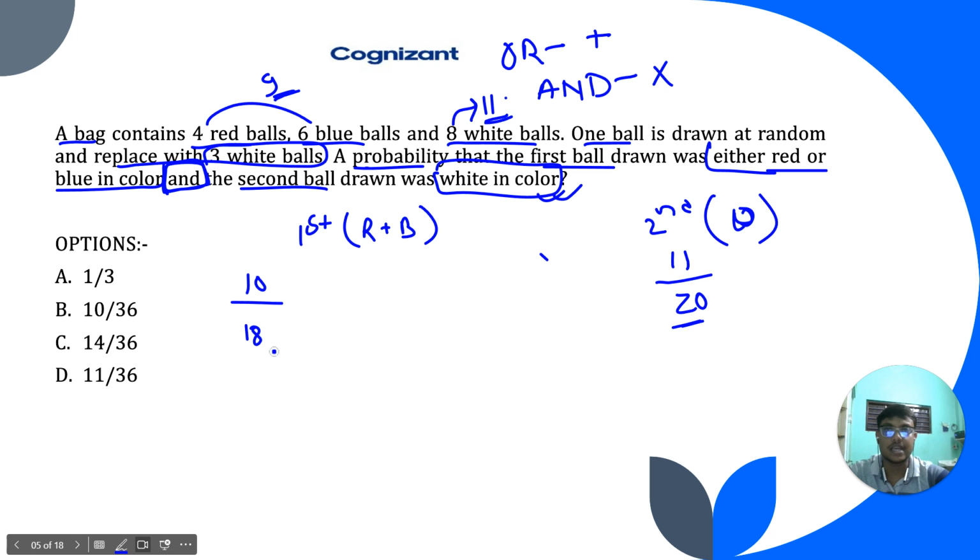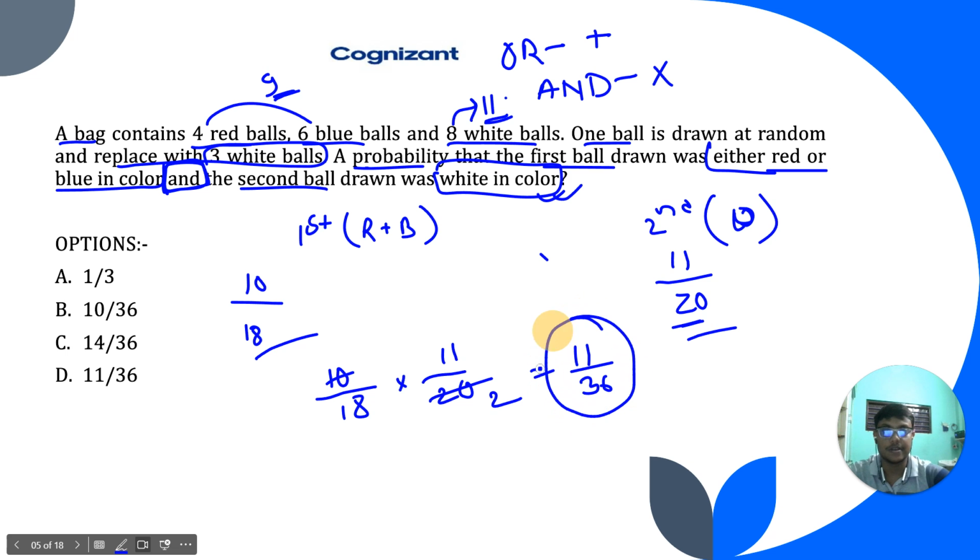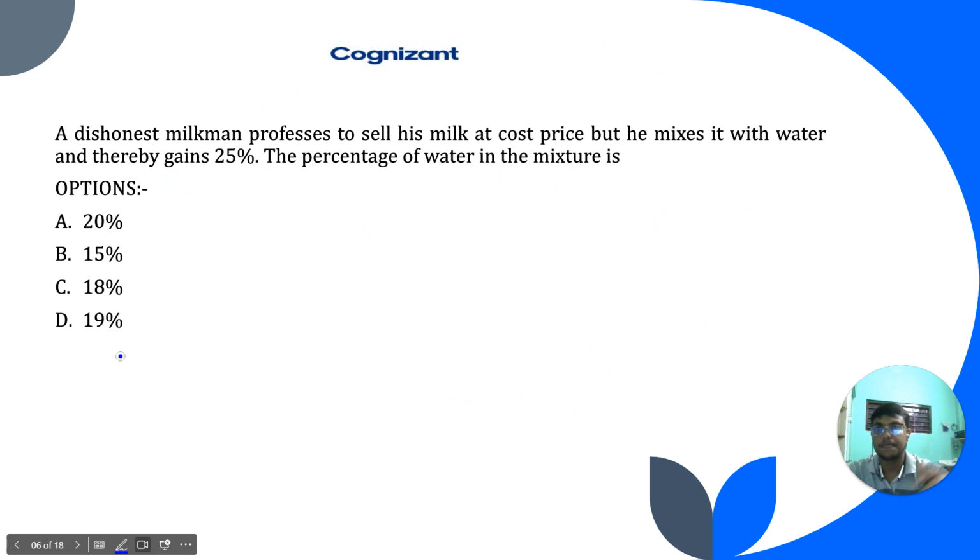Okay, so in that case, the first and second probabilities would be multiplied to get the final probability. So if we multiply it, we'll get 10 and 20 would be cancelled out, and the final probability would be 11 by 36. I hope I was clear. So our correct answer would be option D. Okay, so let's move on to the next question.